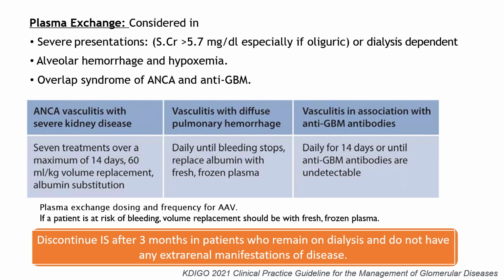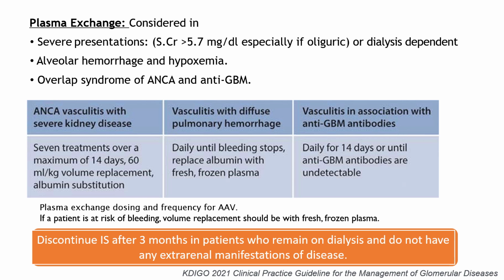you can have 7 treatments over a maximum of 14 days, which means that you have it day after day. And if you have a diffuse alveolar hemorrhage, you have to do the plasma exchange daily until the bleeding stops, and replace albumin with fresh frozen plasma.